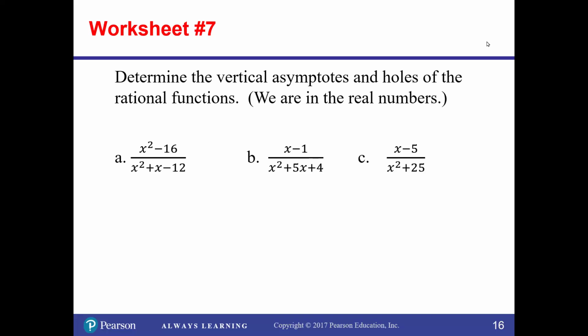So for number 7 on your worksheet, A, B, and C, what we're looking for is whether we do have vertical asymptotes and if we do have holes. We're not always guaranteed to have holes or vertical asymptotes. Sometimes you might have one, sometimes you might have the other, sometimes you might have neither. But go ahead and see if you can find them for these 3 functions.